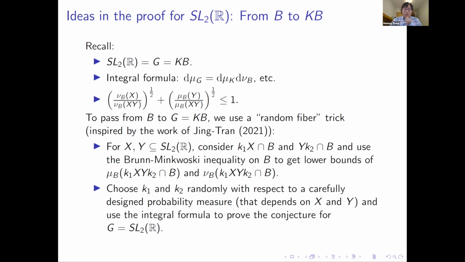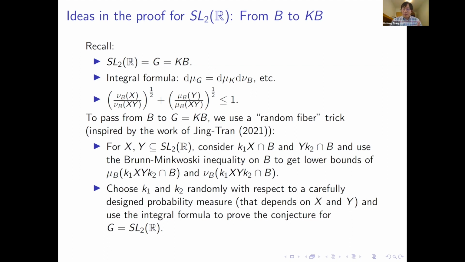And then the final step to close it off would be actually we design a probability measure that depends on X and Y, and then say that, okay, you choose K1 and K2 randomly with respect to these two measures, and then use the lower bound in the first step and use the integral formula. Then you have the conjecture for G.